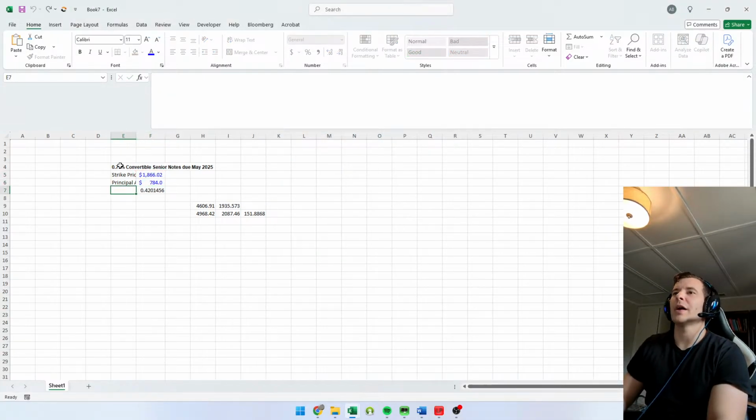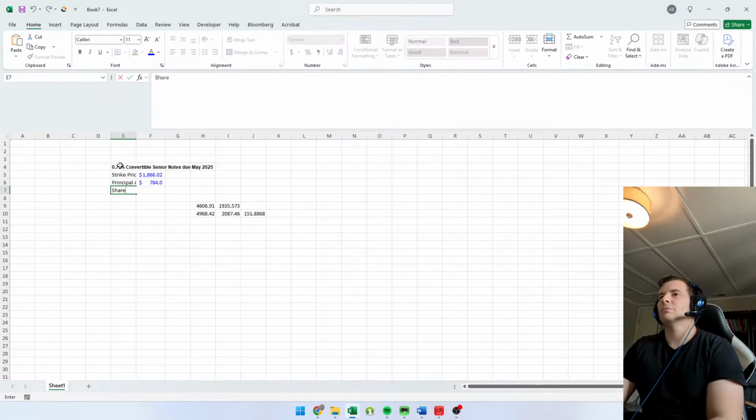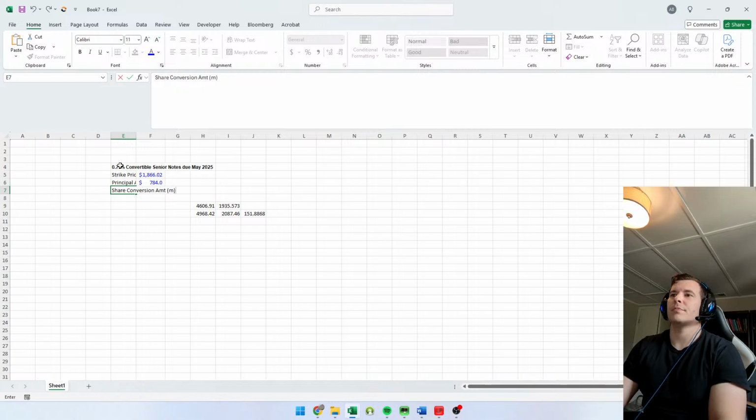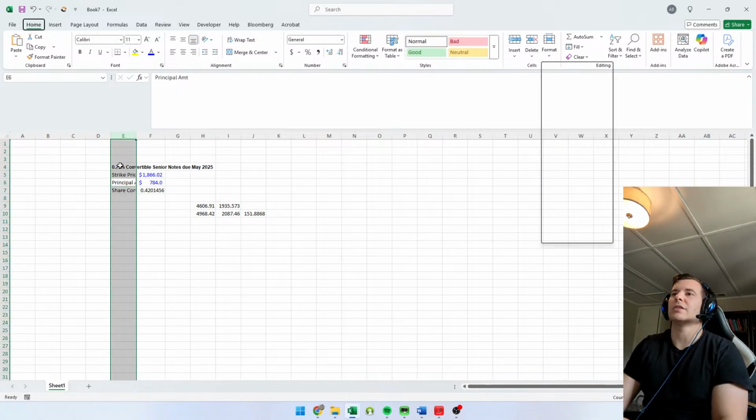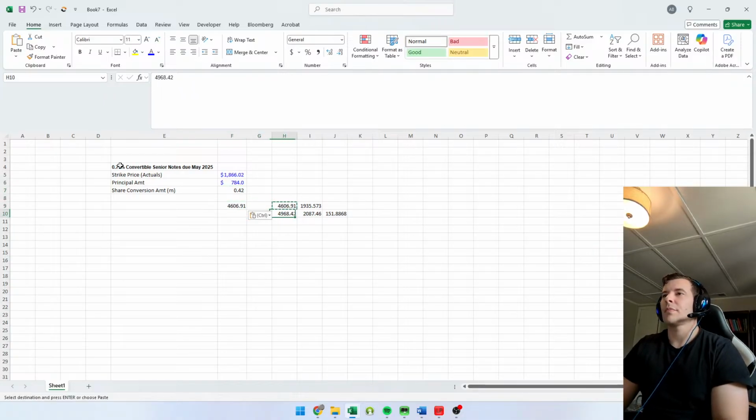Make these blue. All right, so this is the share conversion amount. And we'll just point out that it's in millions so people know that. Okay, we're going to format that up a little bit. Now, here, we'll just do all of this.